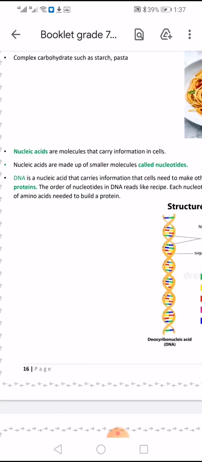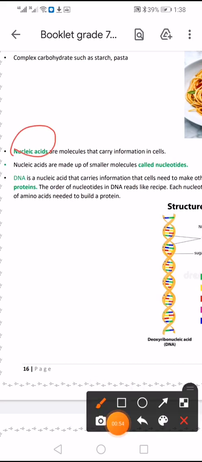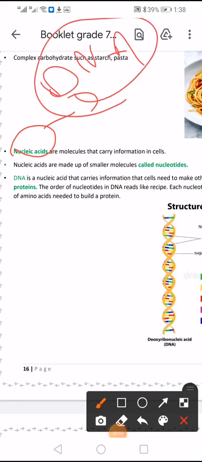What's meant by nucleic acid again? Nucleic acids are molecules that carry information about the cell. These nucleic acids are made up of smaller molecules called what? Called nucleotides. Nucleic acid is DNA. DNA carries information about the cell or about everything in your body.